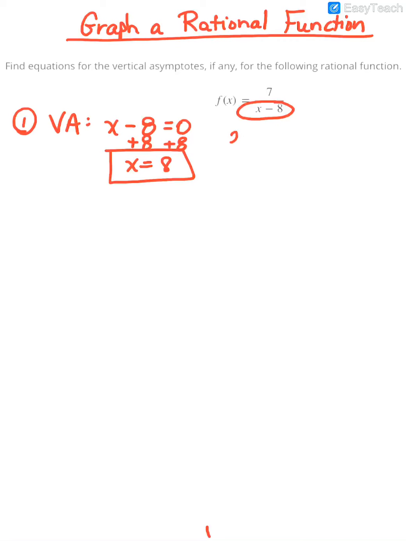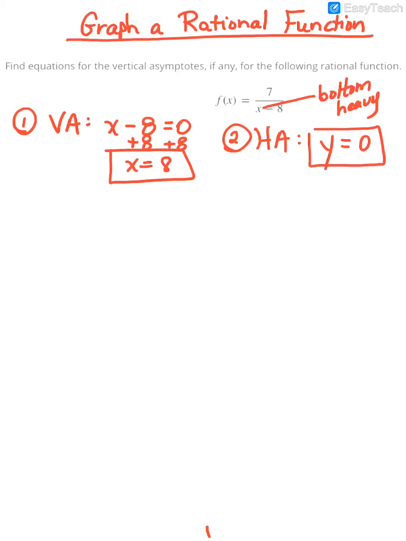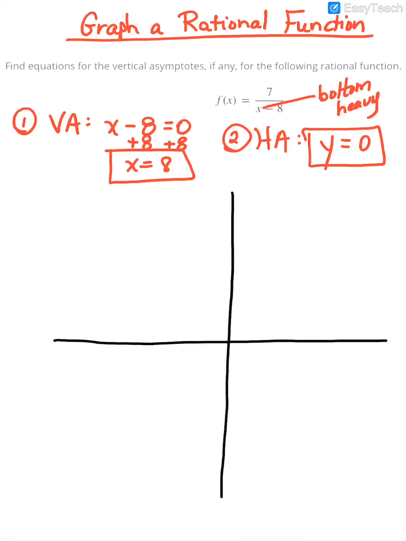For horizontal asymptotes, we need to first decide if the function is top-heavy, bottom-heavy, or does it have equal powers of x on top and bottom. And in this case, the only power of x is on bottom, so that means the higher power of x is on bottom. And when it is bottom-heavy, that indicates you have a horizontal asymptote of y equals 0. So now, when it comes to the graph, we will first show our asymptotes as dotted lines.